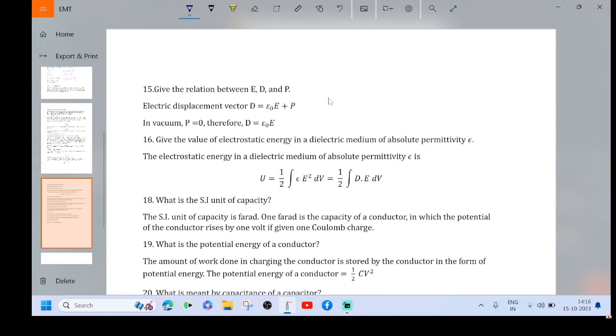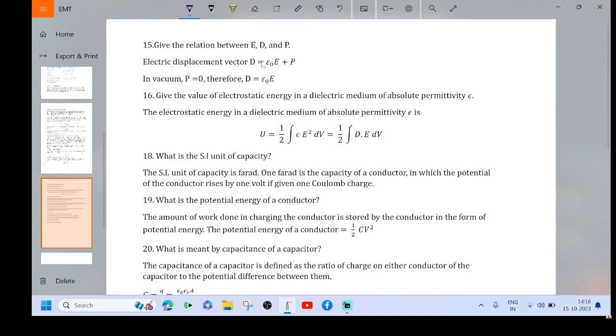Give the relation between E, D and P. Here E is the electric field, D is the displacement vector, and P is the polarization. Electric displacement vector D equals epsilon naught E plus P. In vacuum, polarization P equals 0, therefore D equals epsilon naught E.